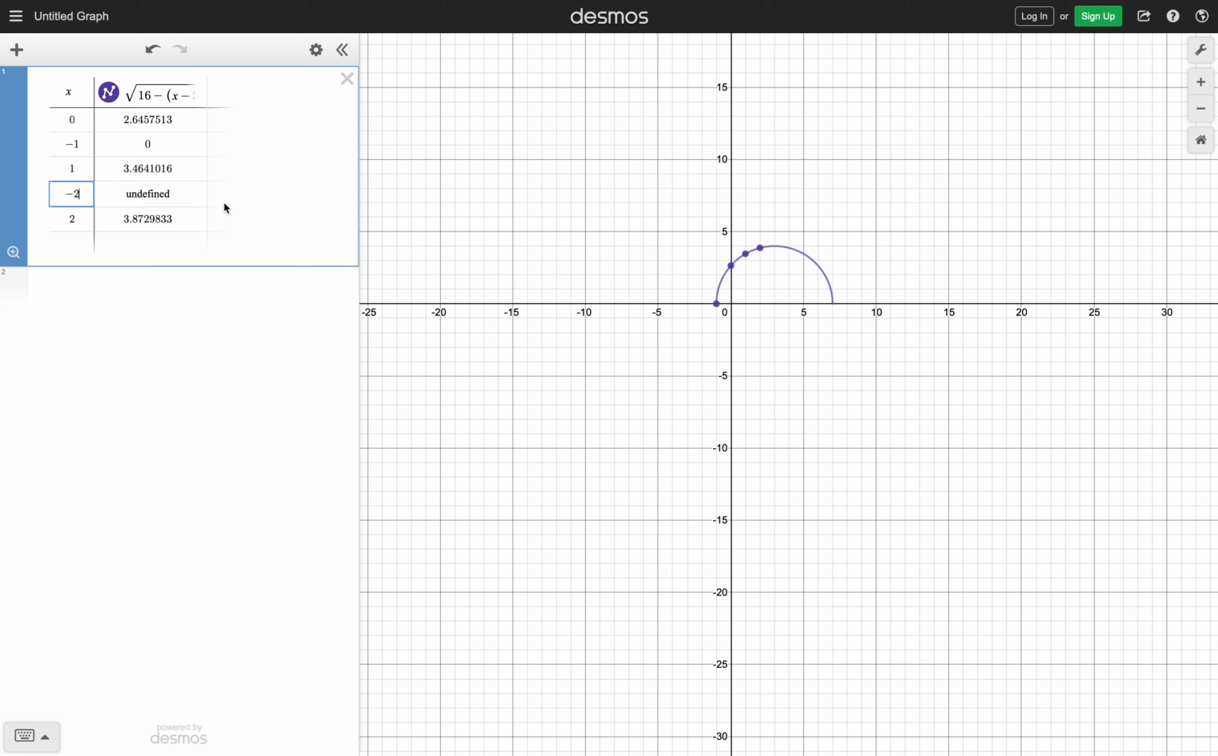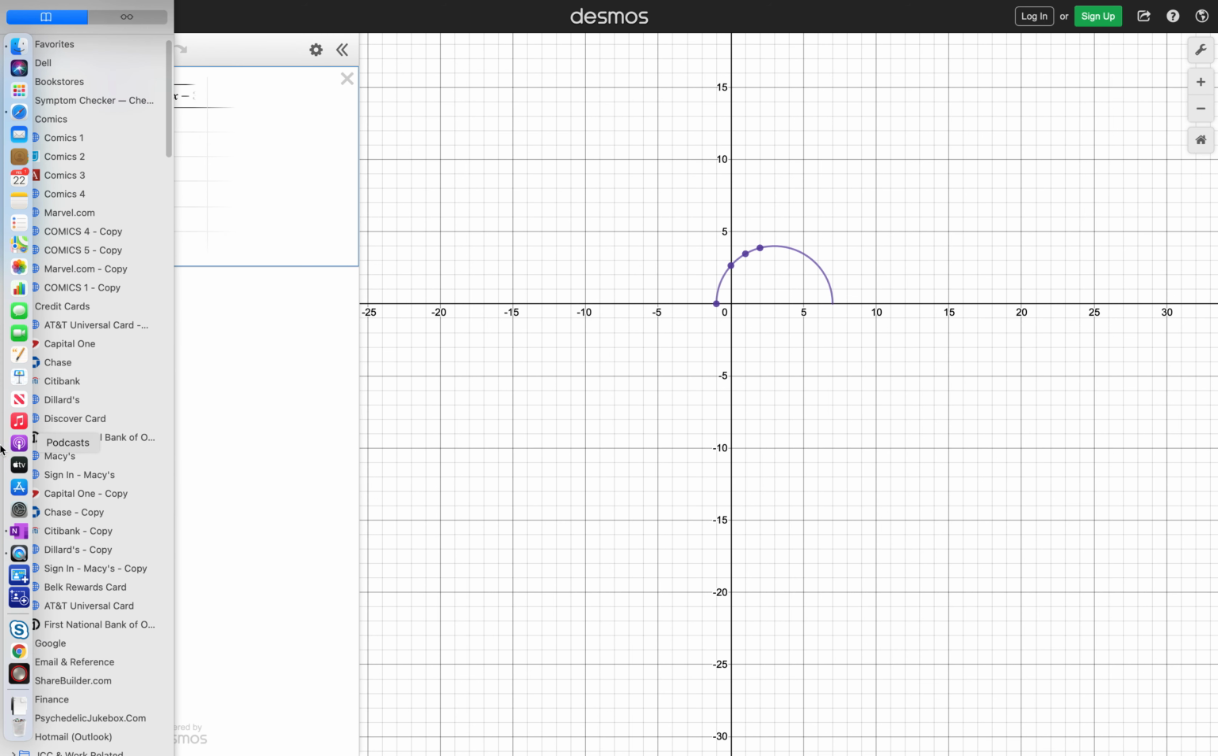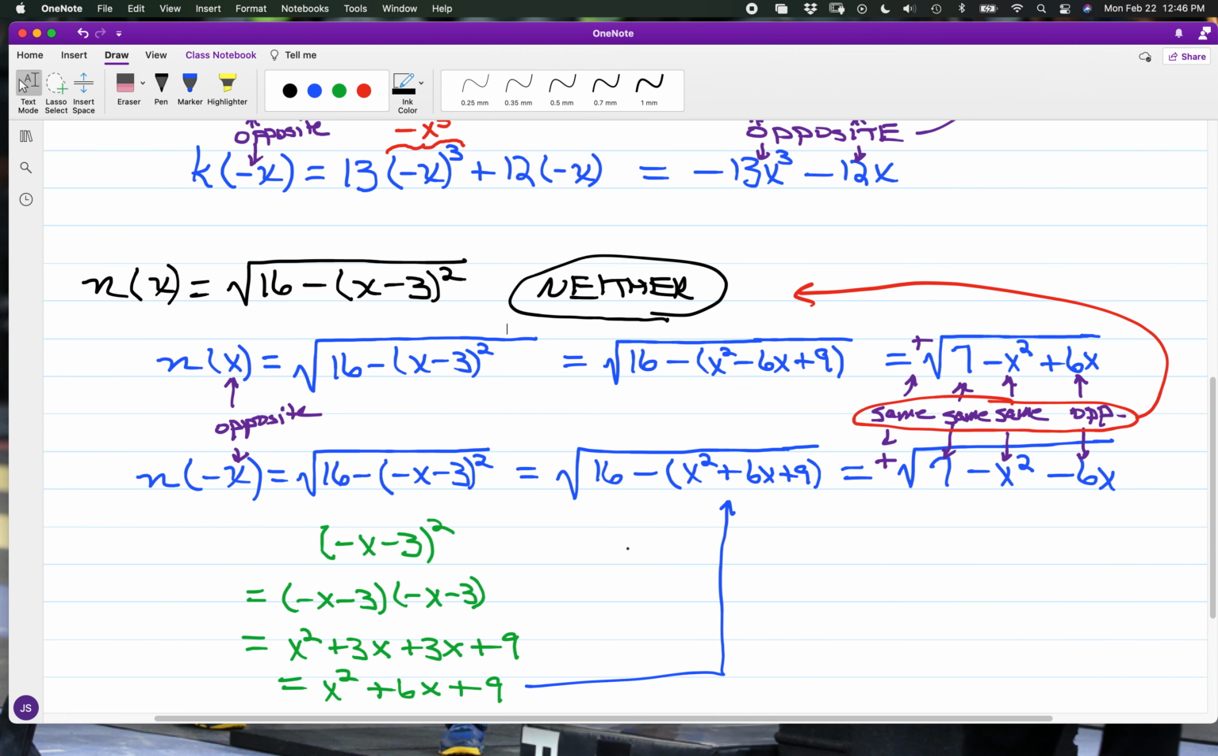Again, if the function were even, you would have opposite sign inputs lead to the same output. Or if I had an odd function, I would have opposite sign inputs lead to opposite sign outputs. And guess what? You don't have either trend occurring. Okay, so this particular function is one that is neither odd nor even.